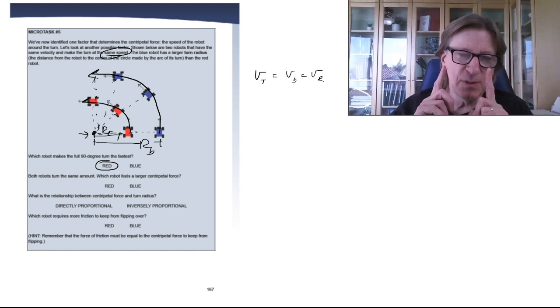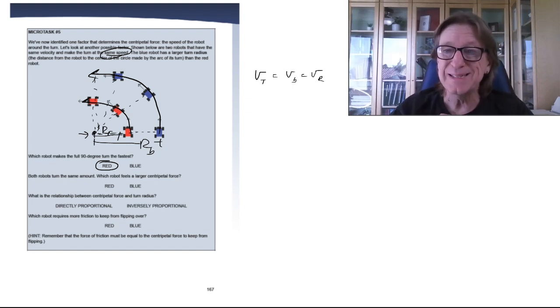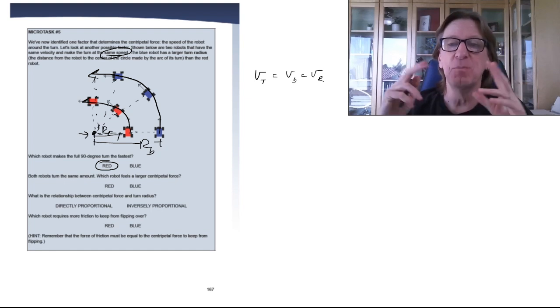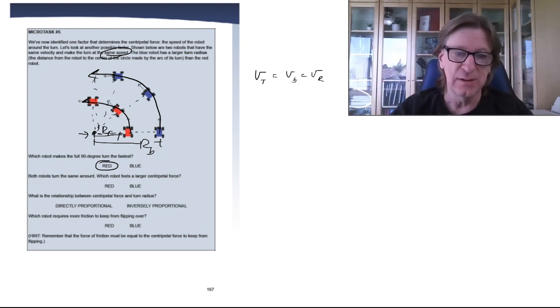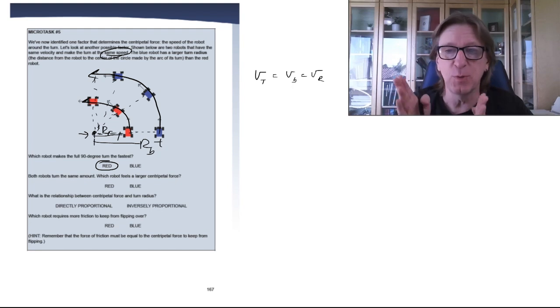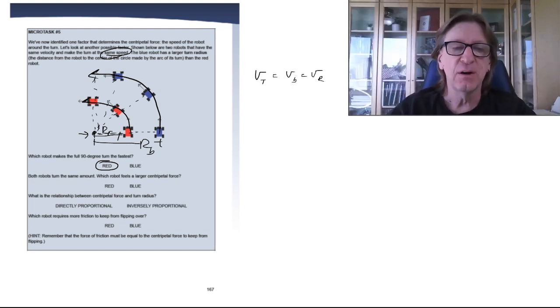And let's stop and think about this. Remember, the centripetal force is what is making it turn. The more centripetal force I have, the more turn I'm going to get. That's how you really want to think about it. Without that centripetal force, those robots are just going to keep going straight. All right, so which one has the larger centripetal force in this case? Since it's making more turn with the red robot than it is with the blue robot, there must be more centripetal force. Okay? So what is the relationship then between the centripetal force and the turn radius?